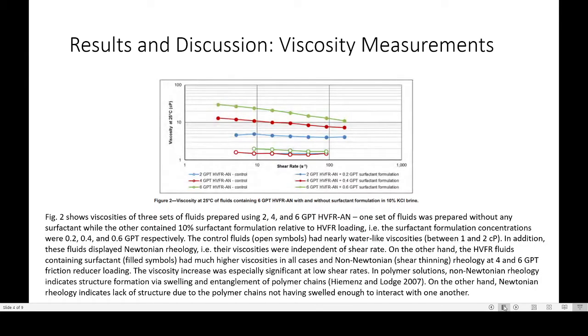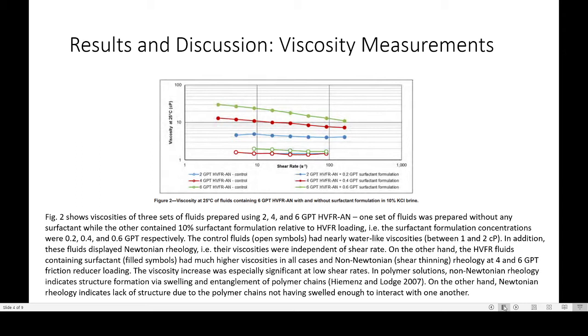Now this is Figure 2. It shows the viscosity of 3 sets of fluids prepared at 2, 4, and 6 GPT. One set of fluids was prepared without any surfactant, while the other contained 10% surfactant formulation relative to HVFR loading. The control fluids nearly had water-like viscosities. In addition, these fluids displayed Newtonian rheology.